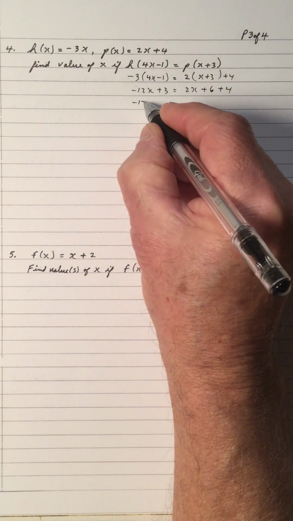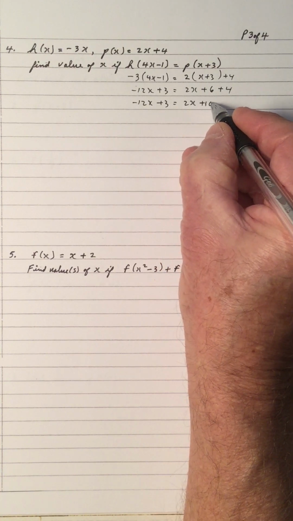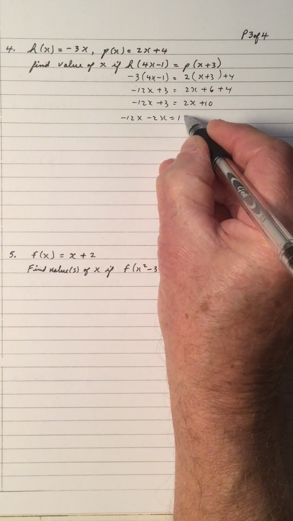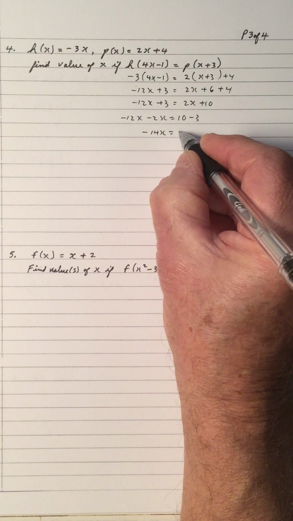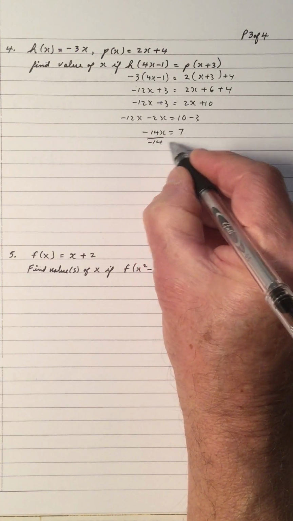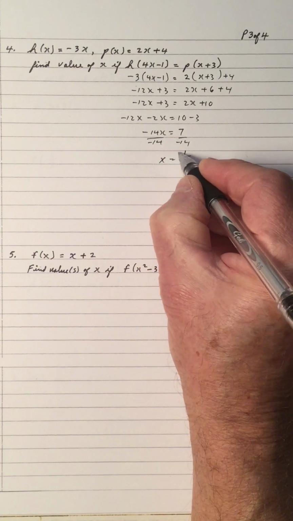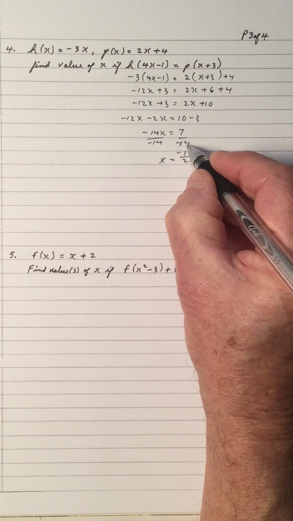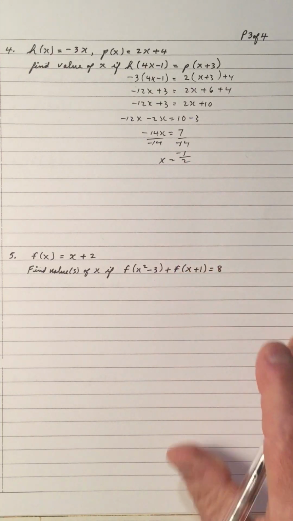And what I do, I always like to simplify each side before I transpose. So negative 12x minus 2x, 10 minus 3, negative 14x equals 7. And we divide by negative 14. x is 1, negative 1 over 2. 7 into 7 goes once, 7 into 14 goes 2 as a negative. So we get x is negative a half.